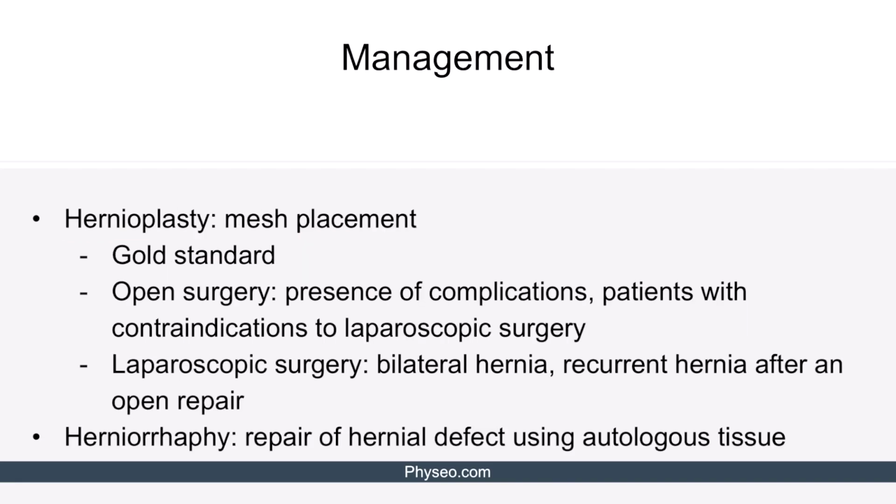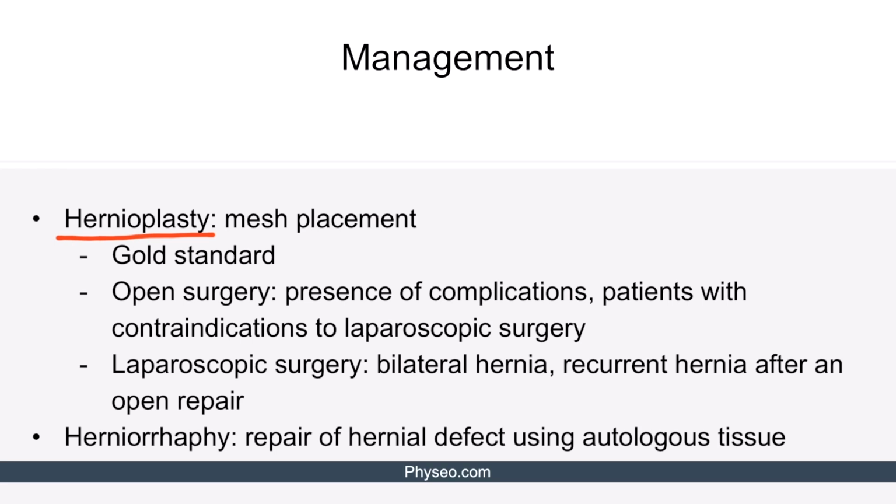Among the surgical procedures, the first one is hernioplasty. In this procedure, the hernial defect is repaired with a synthetic mesh placement. This is usually preferred over the herniorrhaphy, hence tagged as gold standard management. Hernioplasty can be performed through an open or laparoscopic approach, and the decision is based on the complications. An open surgery must be performed if there are any complications or if the patient has other contraindications to laparoscopic surgery, such as a high risk of general anesthesia.